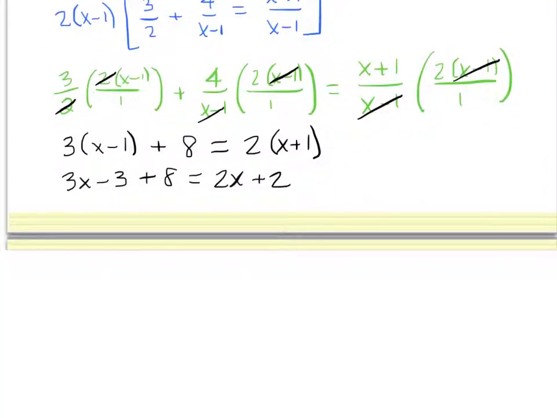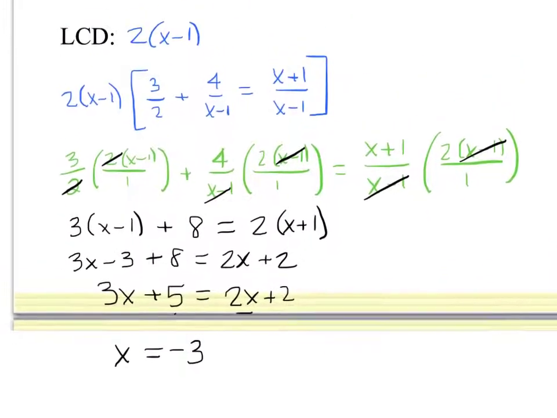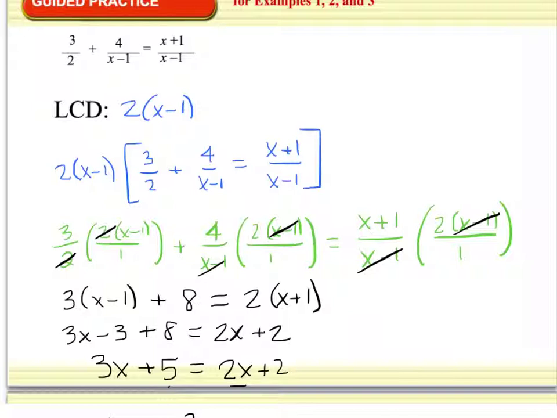When I go ahead and continue to simplify, I have 3x plus 5 equals 2x plus 2. I'm going to move this 2x over, and that's going to give me x. Move this 5 over to the right-hand side, so x equals a negative 3. I just need to double check that when I plug in x equals a negative 3 into my original equation, that it works.